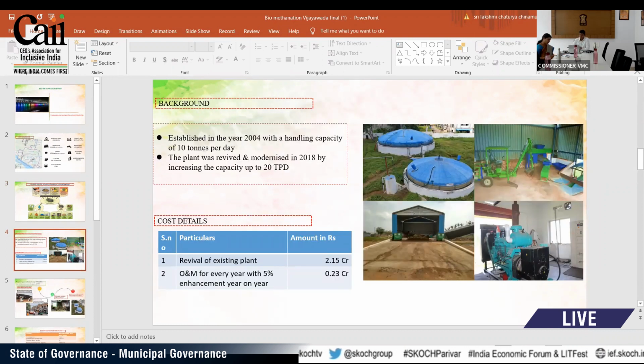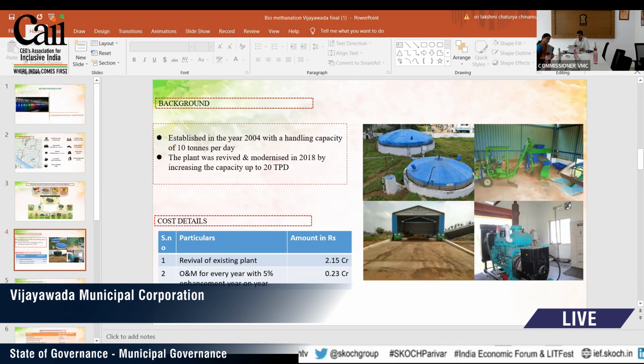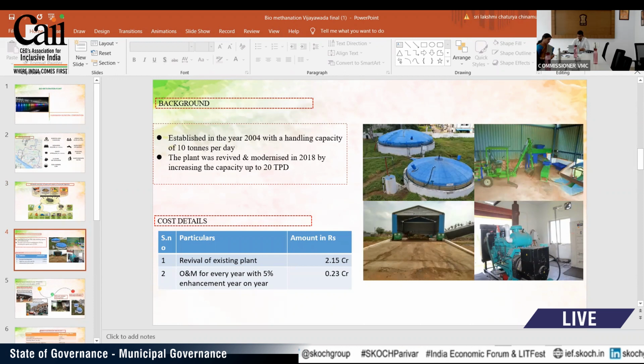So this is a brief overview of the biomethanization plant in Vijayawada Municipal Corporation. This plant is pretty old. It was established in 2004 with a capacity of 10 tons per day. But slowly it ran for 2 to 3 years. But then because of mishandling, because of not being able to supply the pure wet waste, it again went into the condemned stage, and then it was revived in 2019. So we again started the work in 2019, and in 2020, finally the plant could come up again.